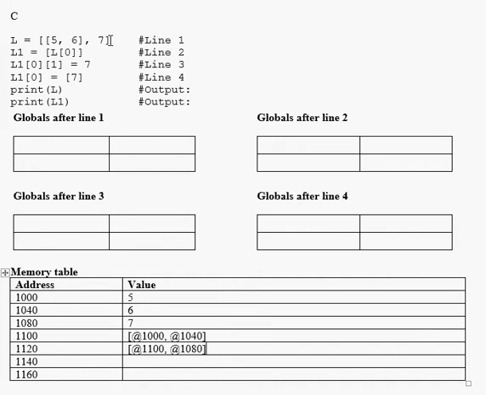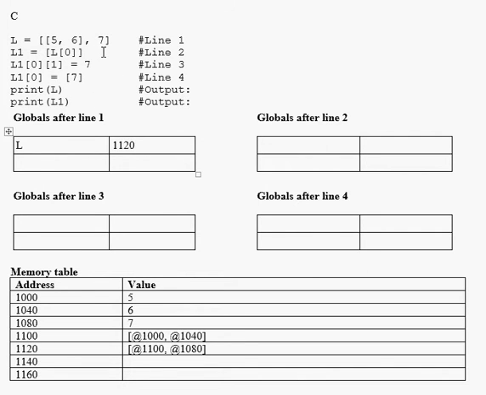Now that we have put the outer list in memory, we are ready to say that L, a global variable, refers to it. That's the last thing that happens on line 1. We say that L refers to address 1120.